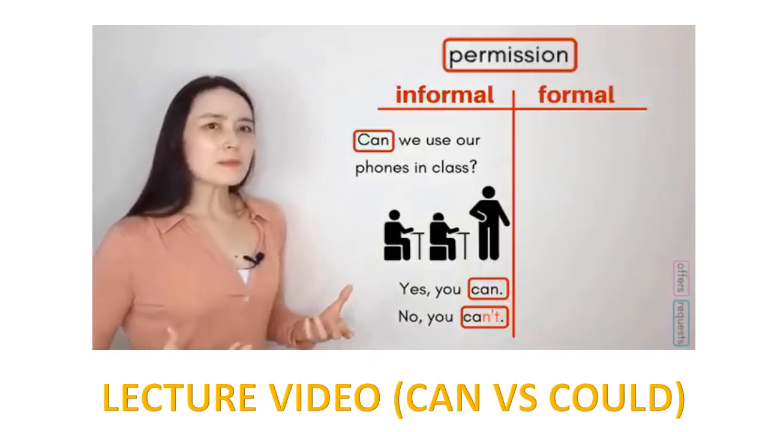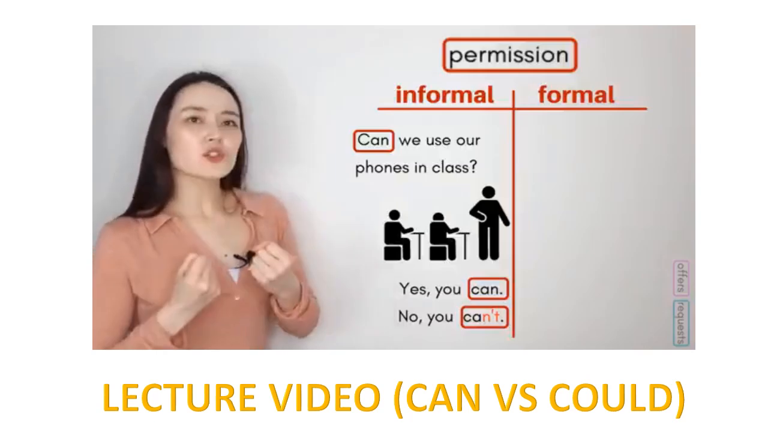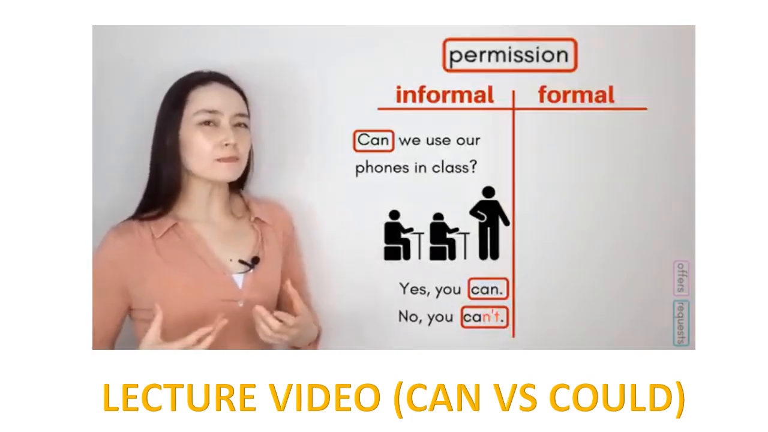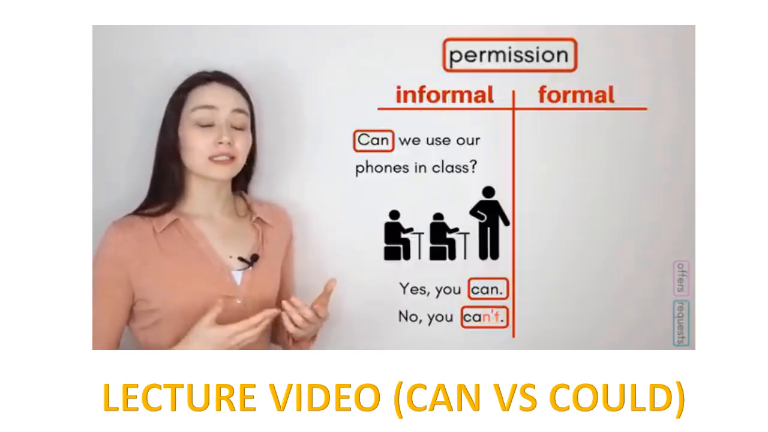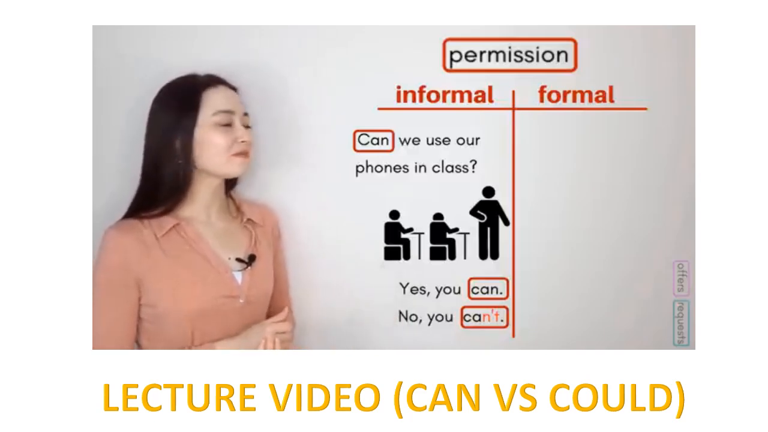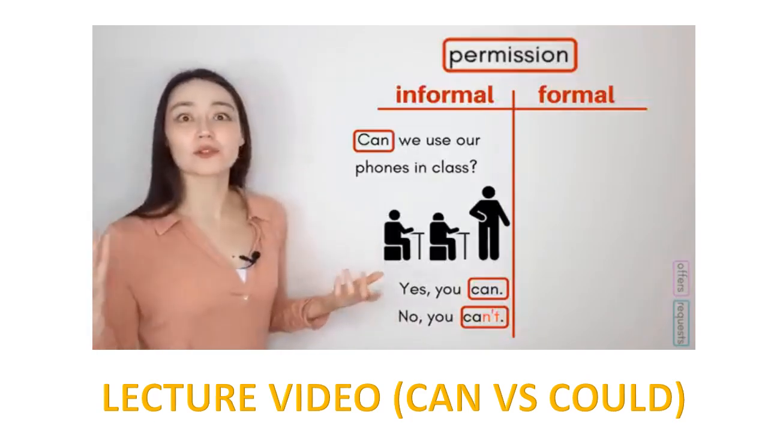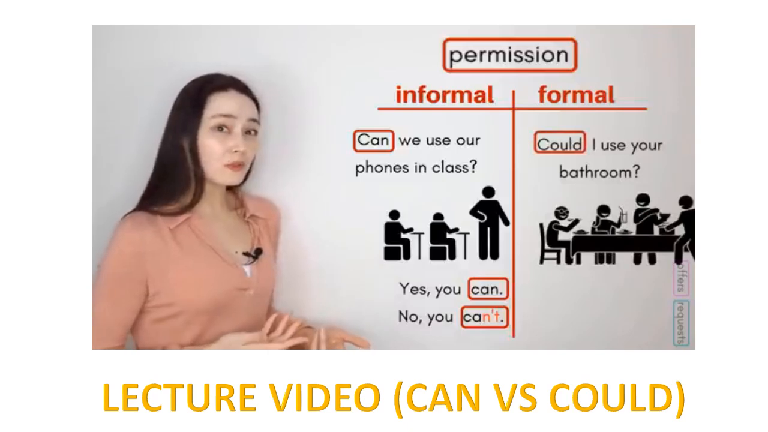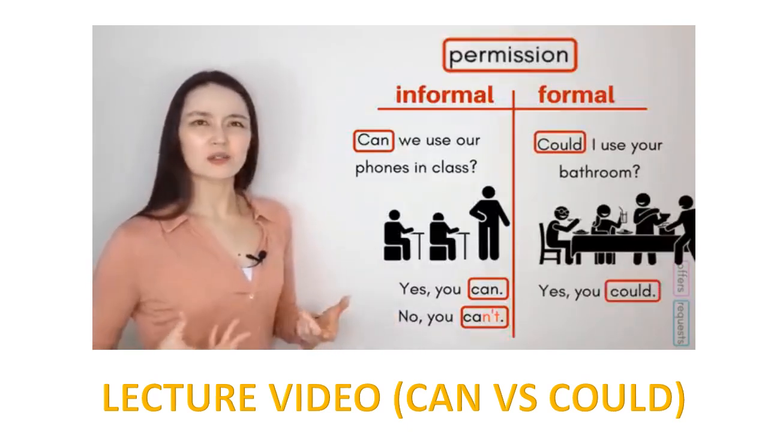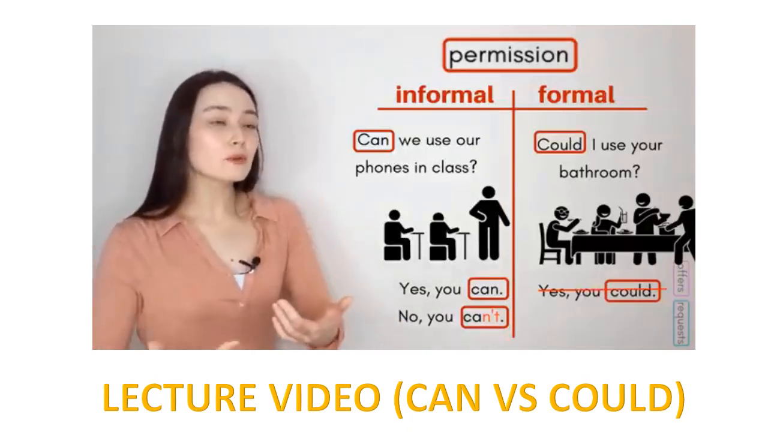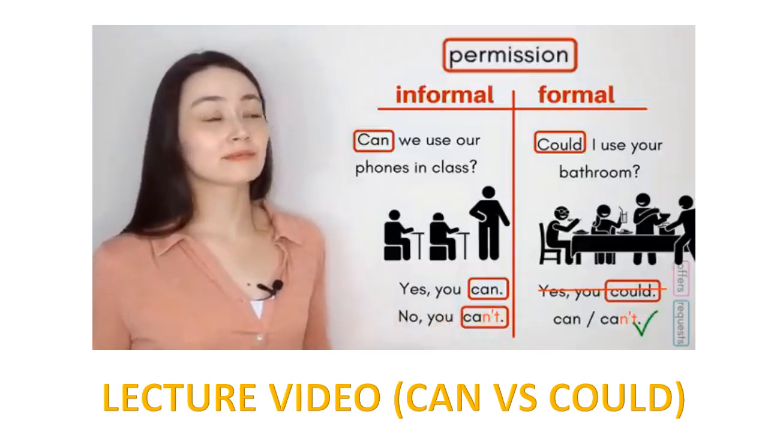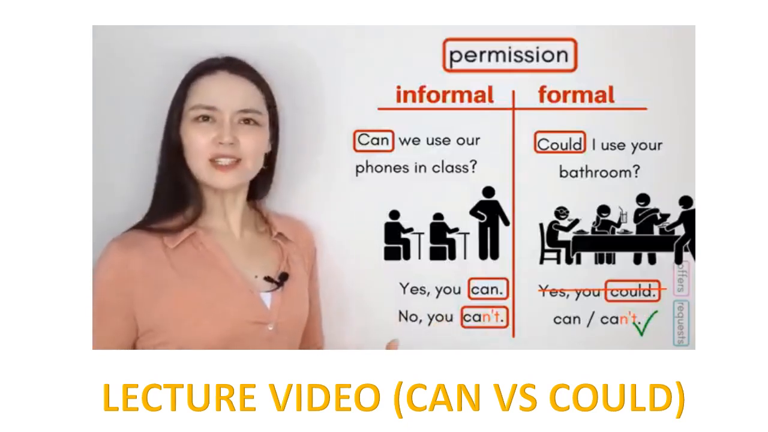Can, kind of like possibility, it's stronger and it's more informal. So can is not rude, it's not impolite, it's just very casual. How do we make this a little bit more formal? Change it to could. Imagine you go to someone's house for the first time. Could I use your bathroom? Yes, you could. When we give permission or refuse permission, we use can and can't. Could I use your bathroom? Yes, you can. No, you can't.